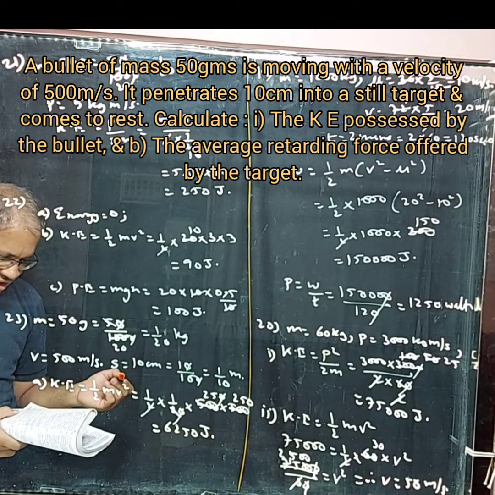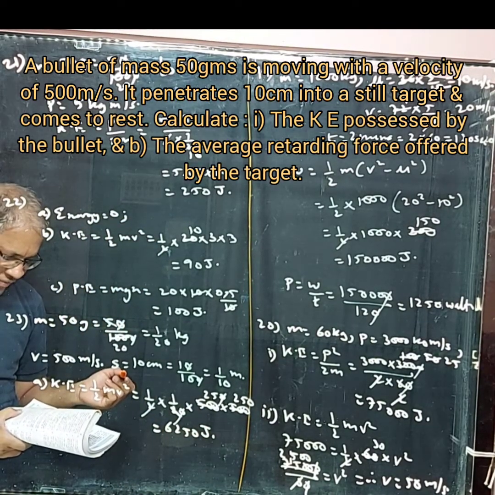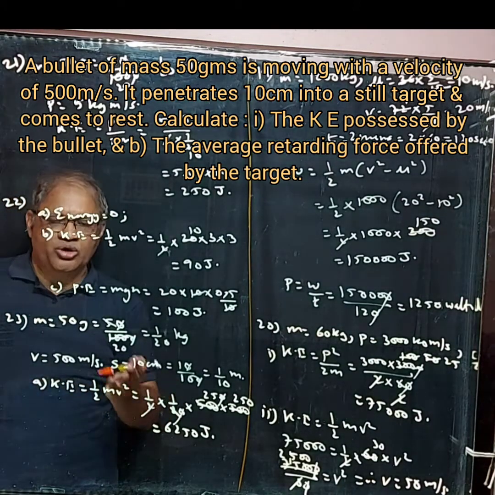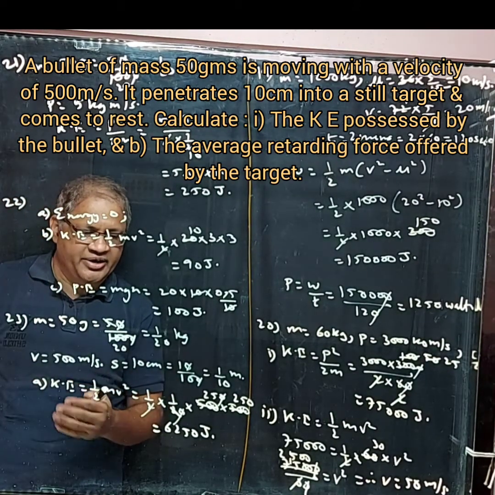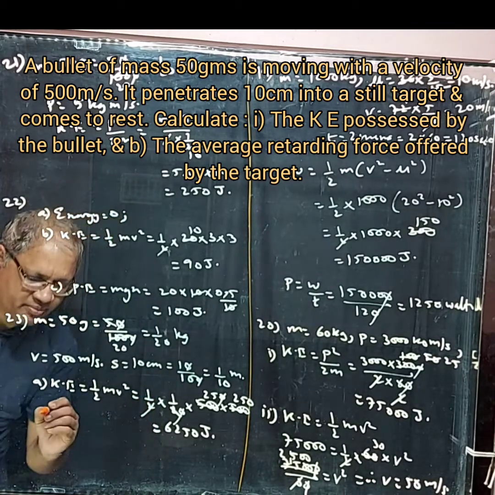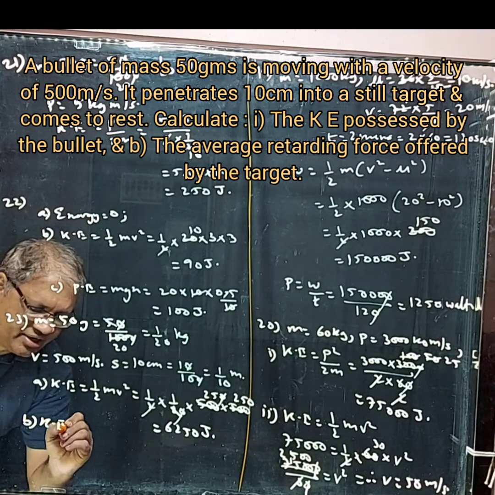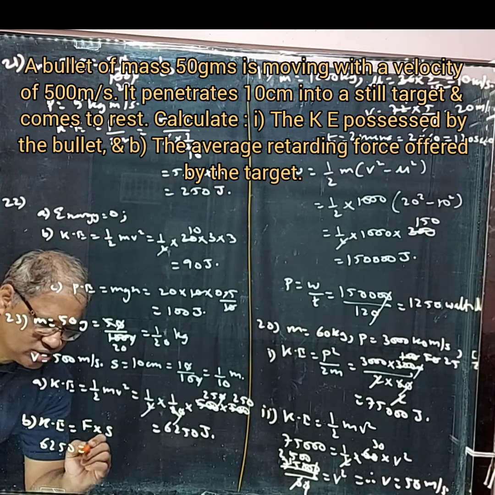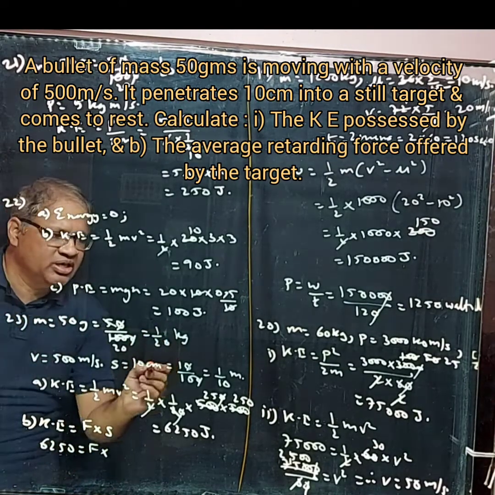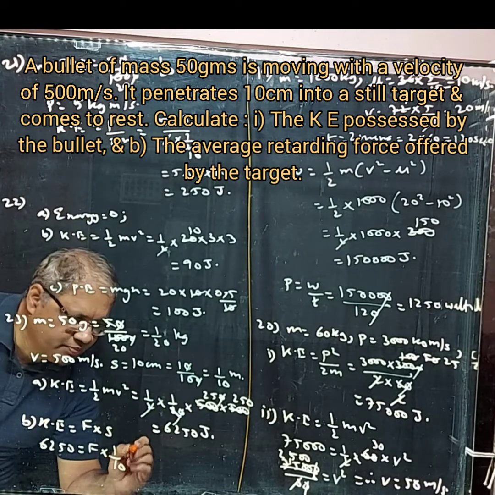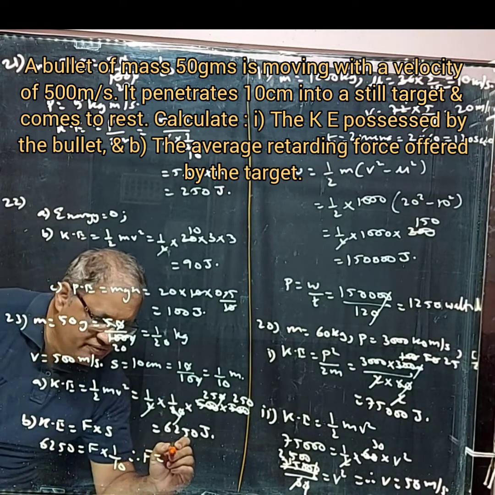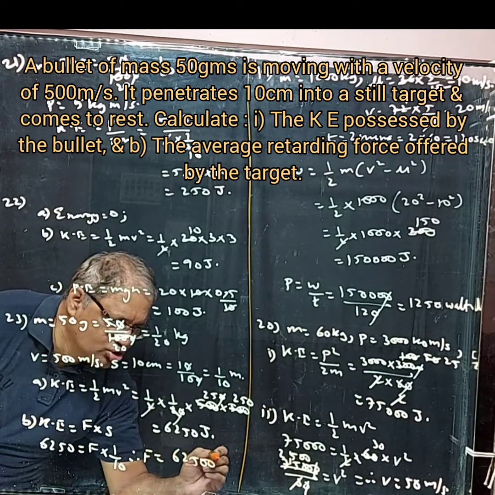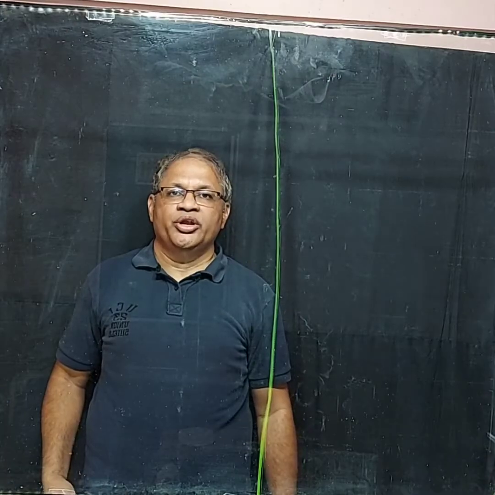Now they are asking for the average retarding force. Now how do you find out force when you've got kinetic energy? So the formula over here we are going to use is kinetic energy is equal to F into S. So 6250 is equal to F and displacement is 10 centimeter, that is 1 by 10. Therefore F is equal to 62500 Newton. With the 24th sum.